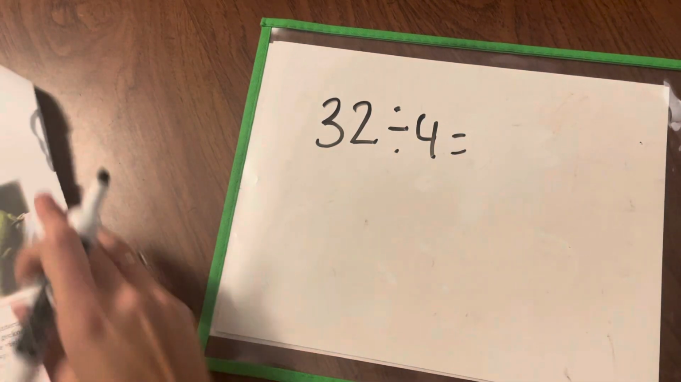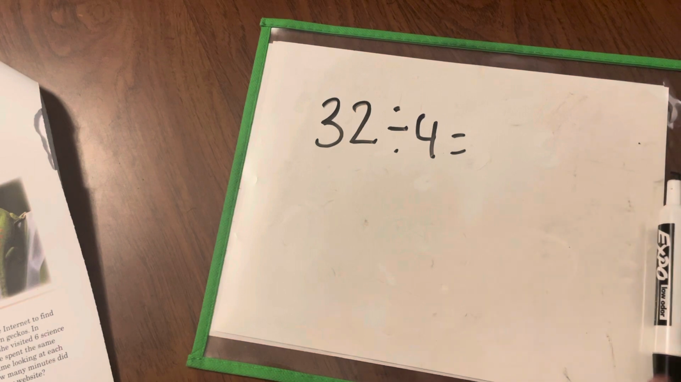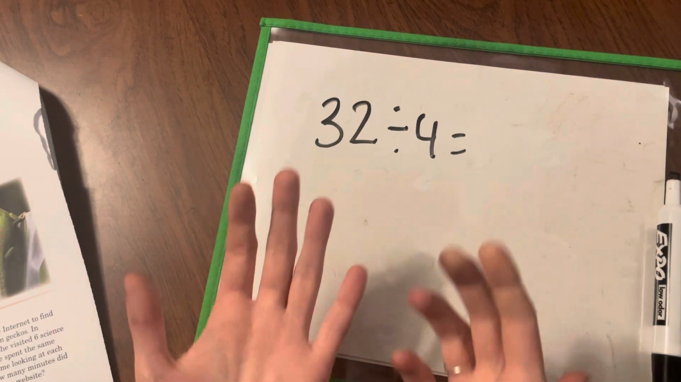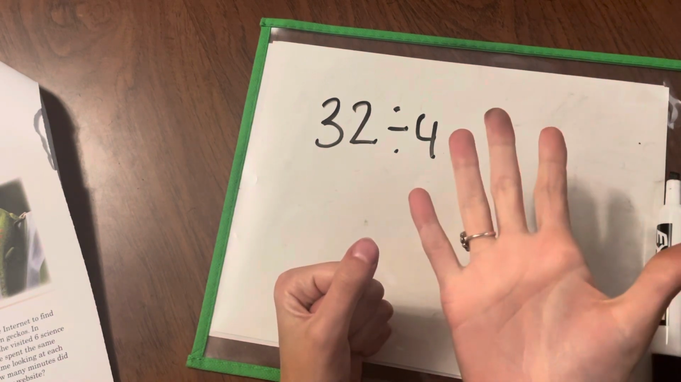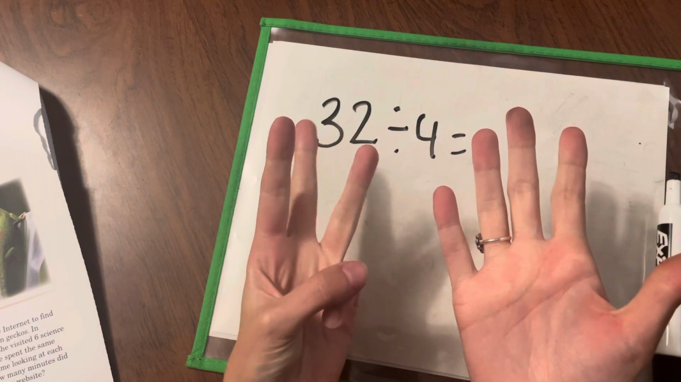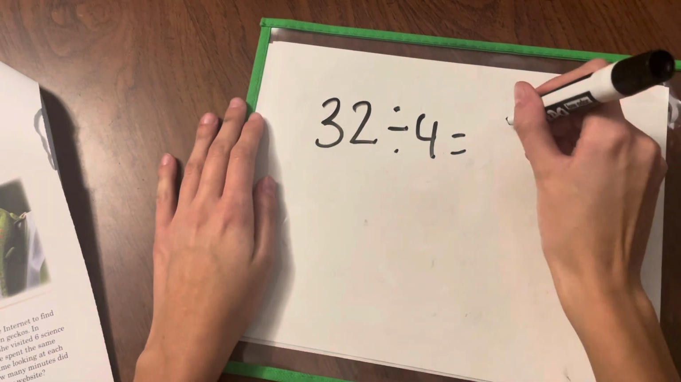32 divided by 4. 3, 2, 1. Show me. Okay, check your work. Remember, we're going to skip count by 4s until we get to 32. See how many fingers we have up. Ready? 4, 8, 12, 16, 20, 24, 28, 32. I've got to stop there. I have 8 fingers up, so my answer is 8.